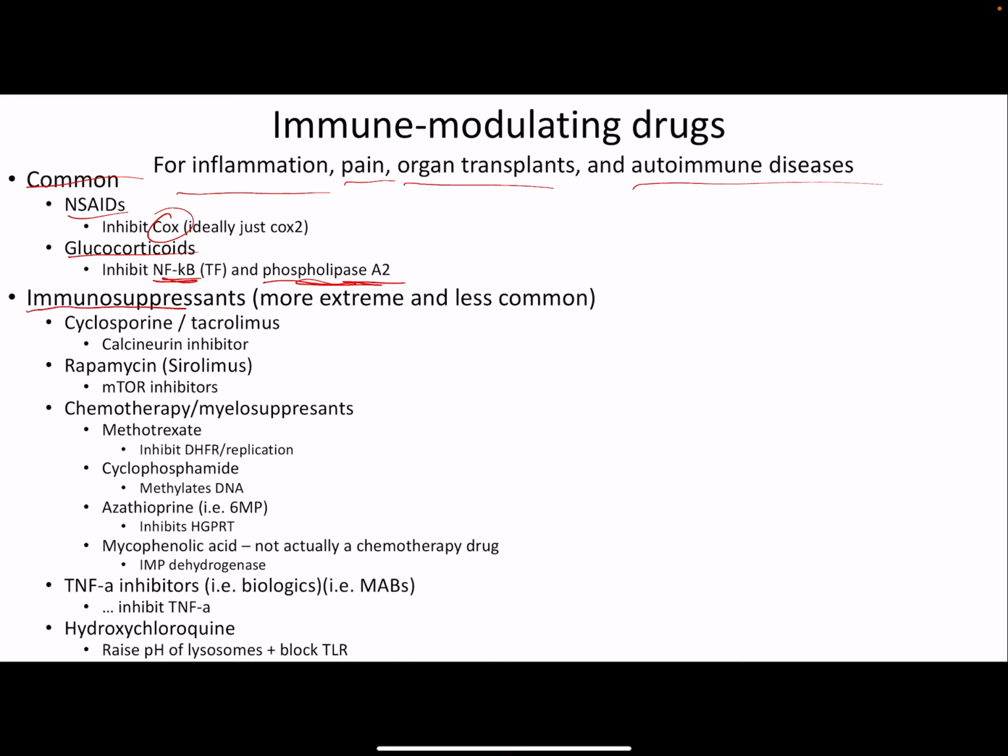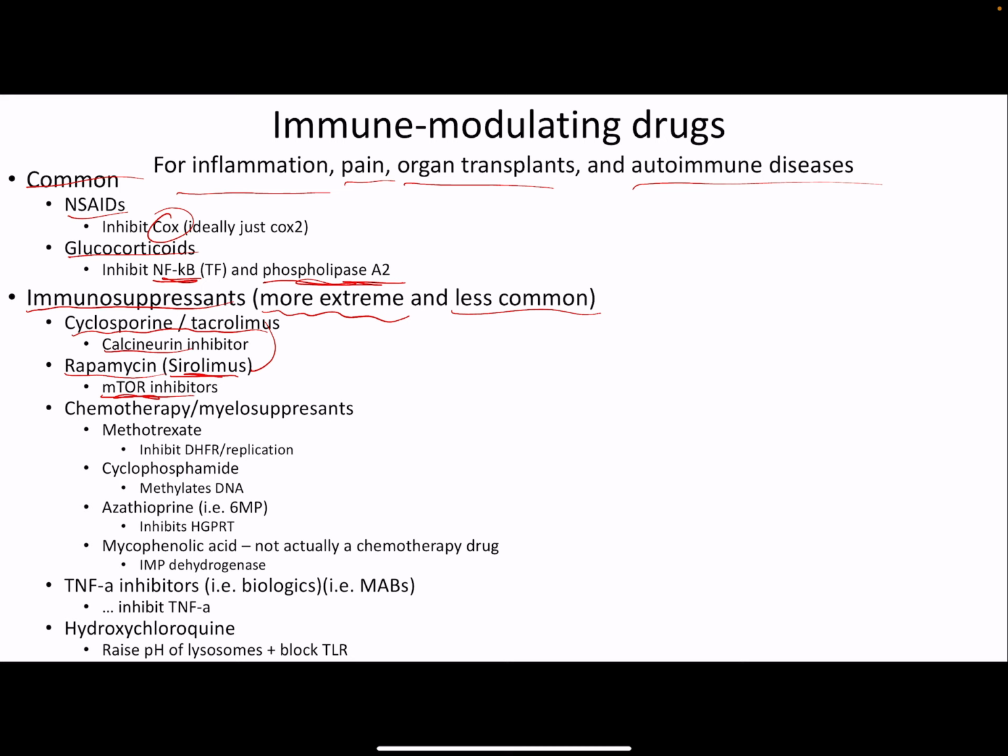Now, the immunosuppressants, less common, but they're still super common. They're just going to be for more, like when I got Humira for ankylosing spondylitis, it was a pain in the ass to go through insurance and to have a bunch of doctors sign off on it. So this is going to be for more extreme conditions. Cyclosporin and tacrolimus both work to inhibit calcineurin. Rapamycin, which is more commonly known as sirolimus, notice the name similarity there, is going to inhibit mTOR.